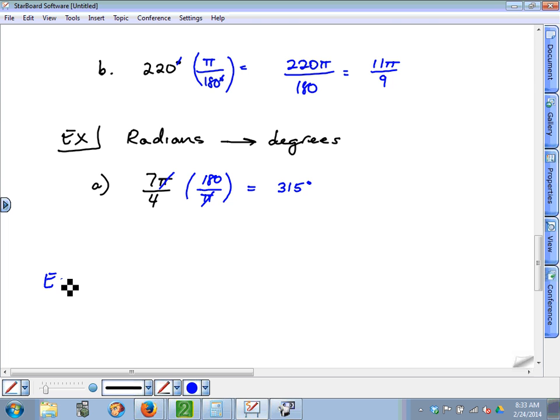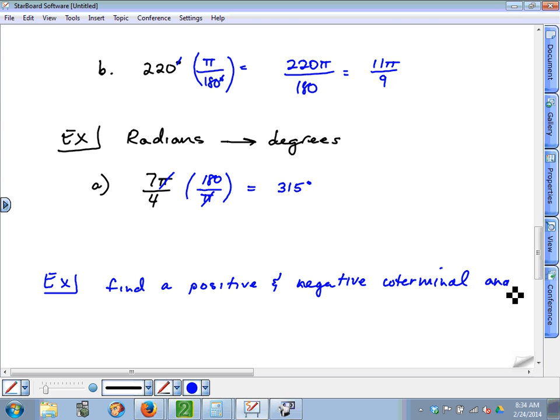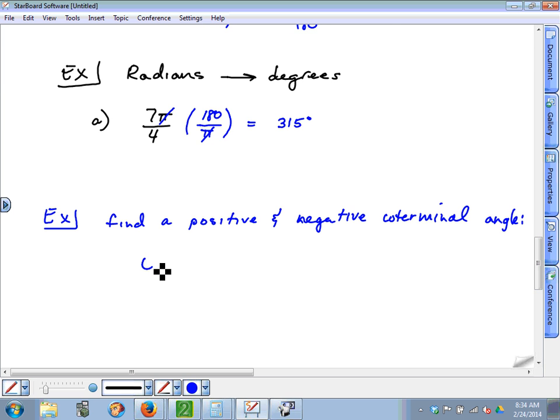Okay. Here's another example then. Find a positive and negative coterminal angle for this given angle. Theta equals 3 pi over 7. So we talked about positive and negative coterminal angles in degrees, but how do we do this when it's in radians?